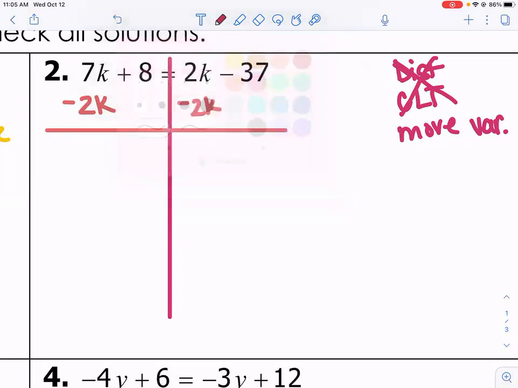Now on the right side, 2K minus 2K will cancel, and we're just going to be left with, be careful, that minus is still with the 37. That is my biggest worry for you, that you will forget about that sign in front of the number. That minus, we have done nothing with it. It is still there. Okay, what is 7K minus 2K? So we have 5K plus 8.